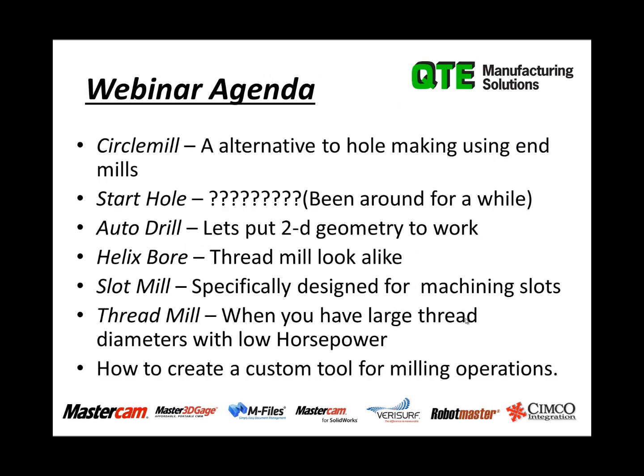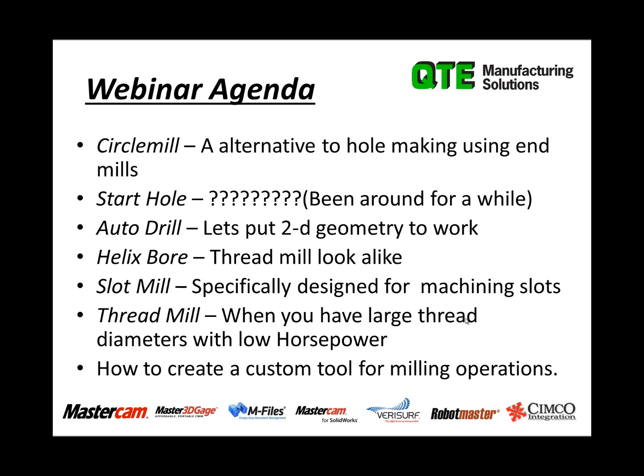Today's agenda: the CircleMill. CircleMill is an alternative to hole making using end mills instead of drilling, offering a circular motion cleaning out the holes. This has been a technique popular for a long time. CircleMill makes it very easy to do this as well. We're going to talk about start hole. Start hole's been around for a while as well. Basically, if you do not like to helix into the cut, start hole will administer a drill, assigning a drill to it, look at a toolpath operation, and drill a hole wherever the tool plunges.